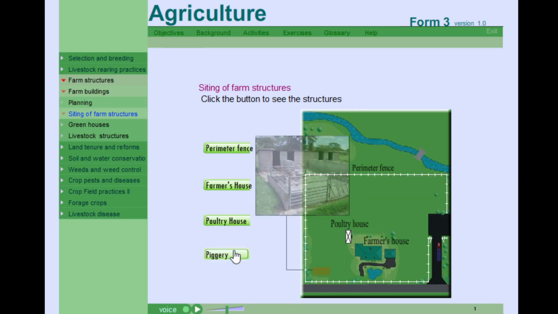Piggery. The piggery should be constructed on the leeward side of the homestead in order not to allow foul smell from there getting to the homestead.